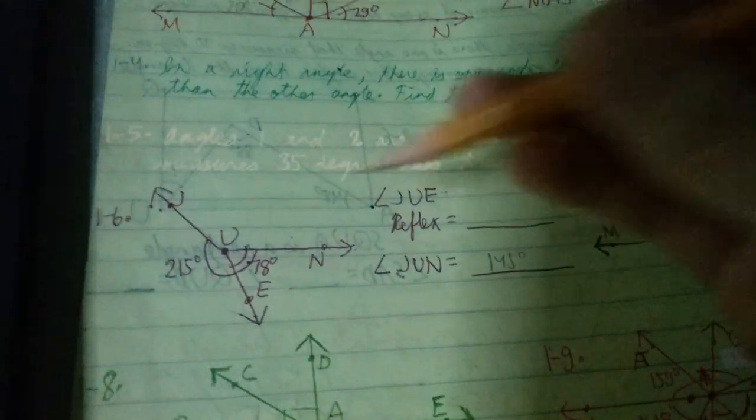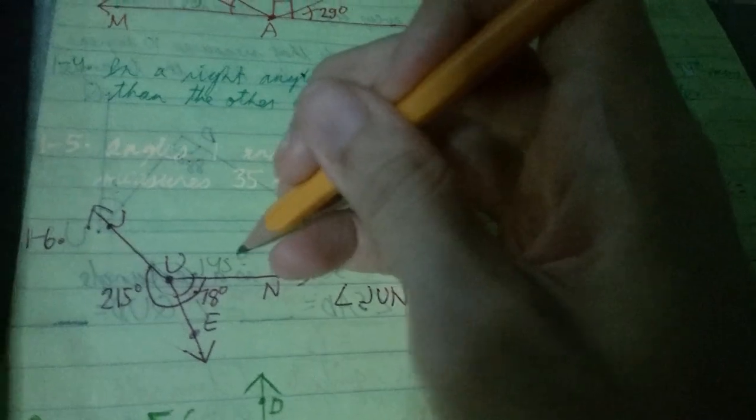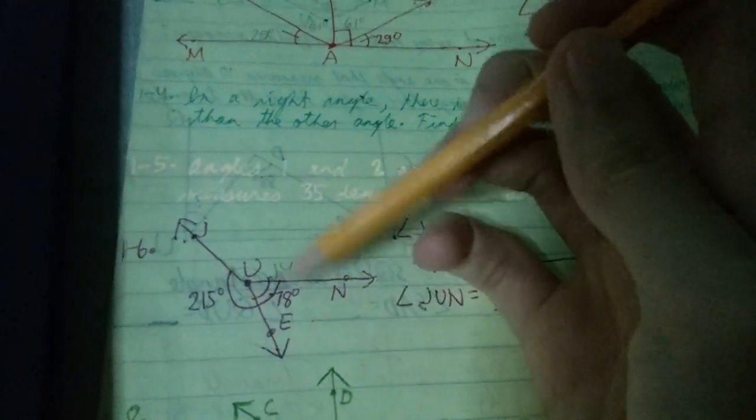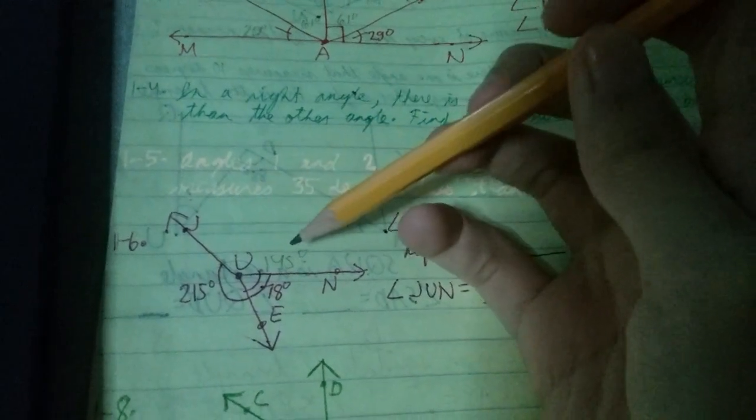Now what about angle JUE, which is the reflex? Kasi if you think this one, JUN is 145 degrees, which is this one, you need to get the reflex angle of angle JUE. So 145 and this is 78.